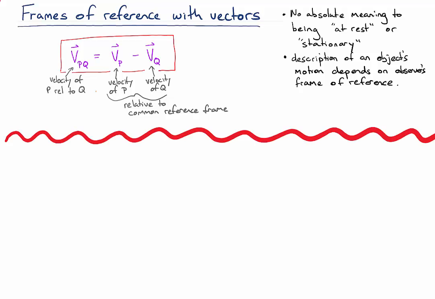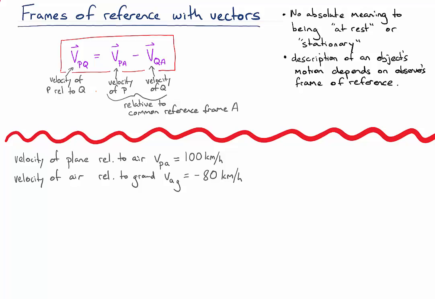I'm just going to make a small adjustment to this equation. I'm going to put it relative to some reference frame A. Just say we had the airspeed problem that you saw in the previous video. So let's say we have the velocity of the plane relative to the air. And remember, that was the airspeed. The plane relative to the air was the airspeed. And just say we also have the velocity of the air relative to the ground, and we're trying to find the velocity of the plane relative to the ground.